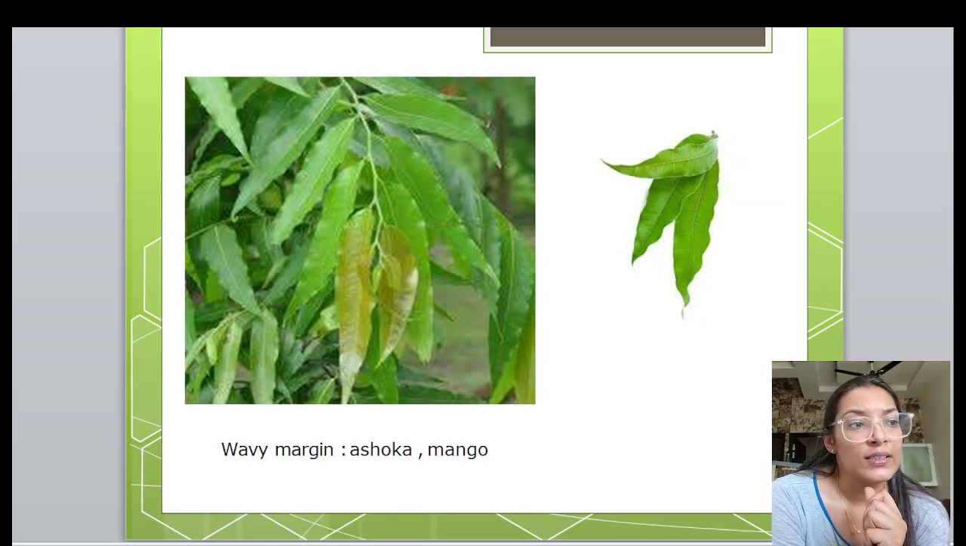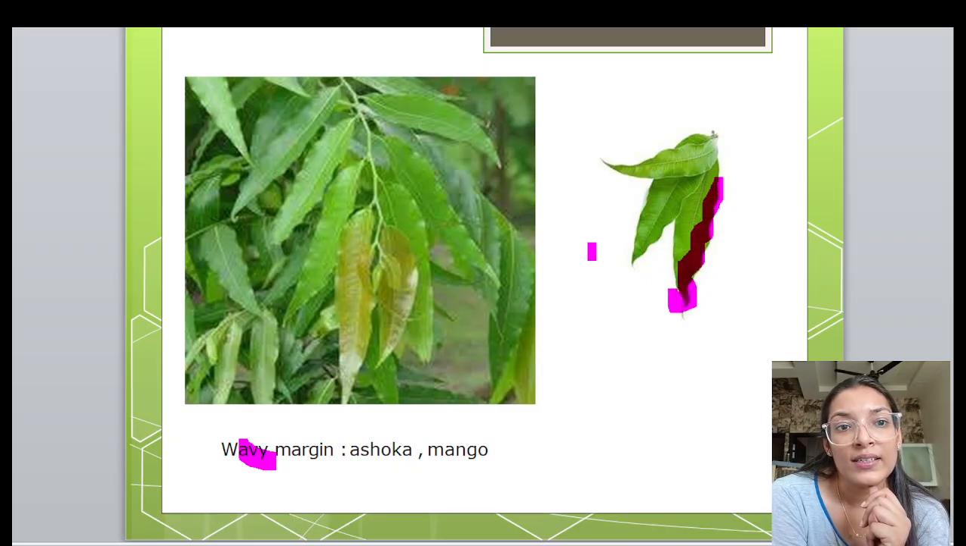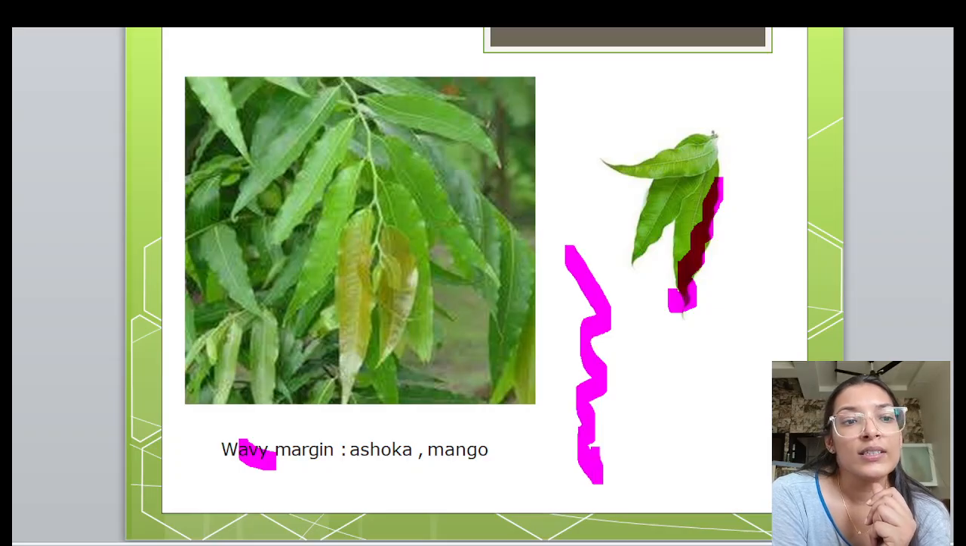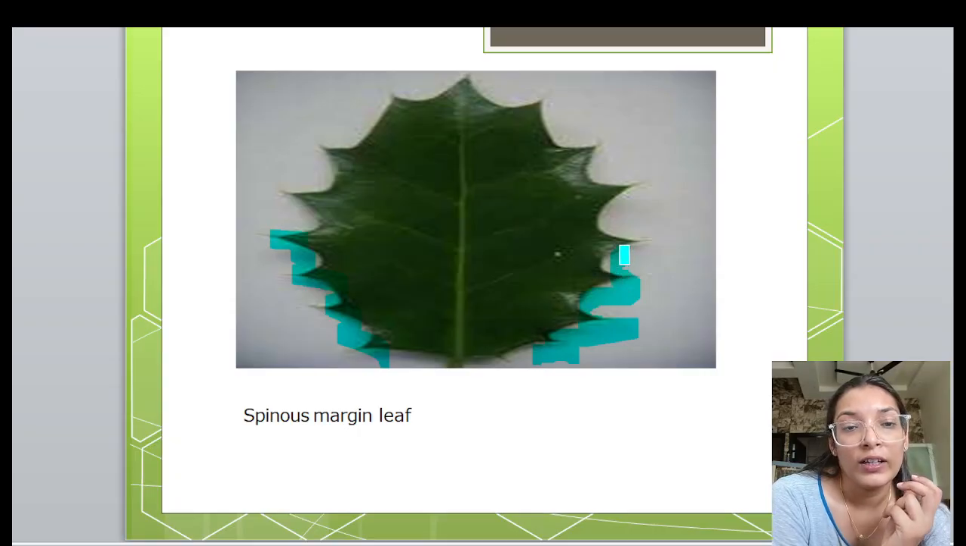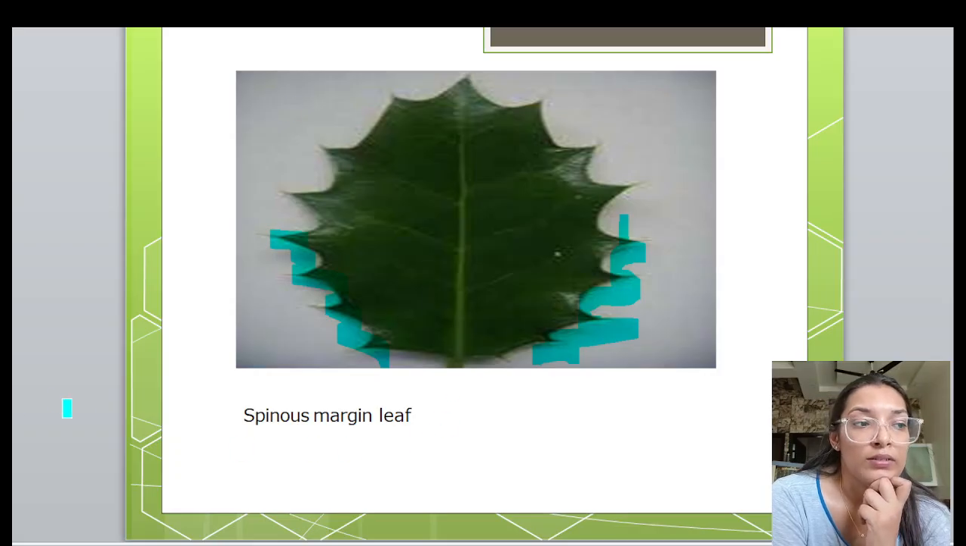And last but not the least, we have two more to be studied in your syllabus. One is the wavy margin seen in case of Ashoka. In Ashoka, can you observe that it is going wavy just like this? Okay, so this structure is called wavy margin. It is observed in mango and Ashoka. And last but not the least, we have the spinous margin leaves. So here you can observe the spinous margins. They are basically pointed, and if it gets touched to your finger, you feel like something has been pricked onto the finger. So this is called a spinous margin leaf, generally found in prickly poppy plant.